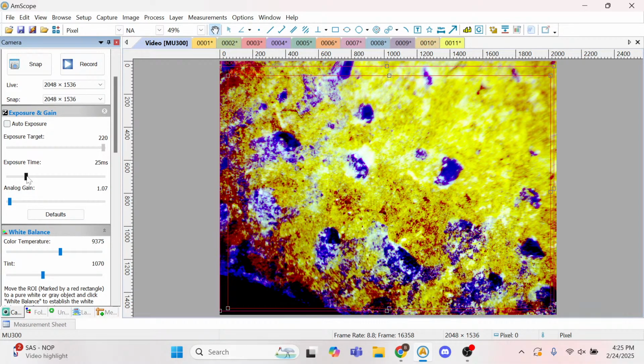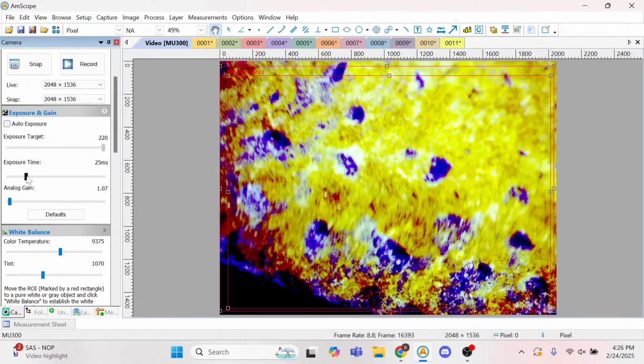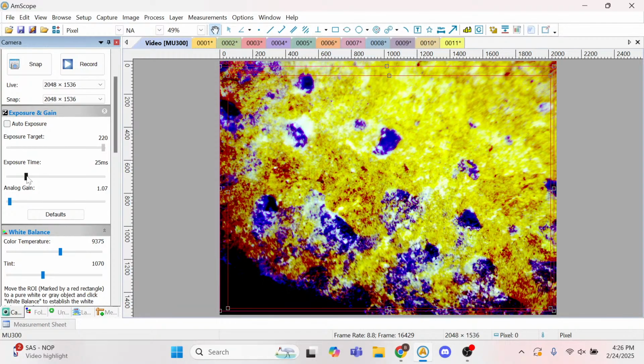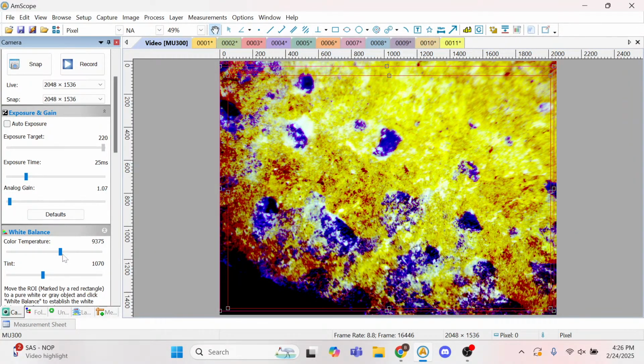You're looking at the outside view right now. This has definitely a lot stronger color contrast, and that's pretty accurate to what the real thing looks like.